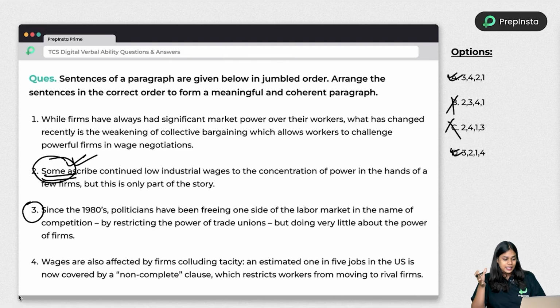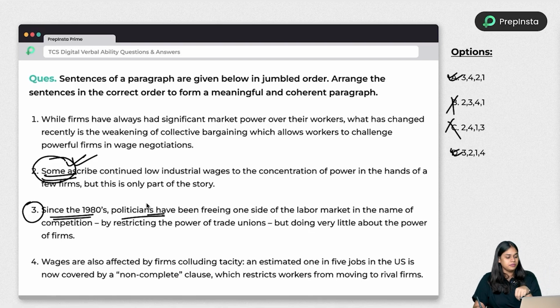Since the 1980s, politicians have been freeing one side of the labor market in the name of competition by restricting the power of trade unions but doing very little about the power of firms. So, what does it mean? That's in the 1980s. So, we have a time, alright. First clue to the opening sentence: politicians. Second clue: so, who are these some?